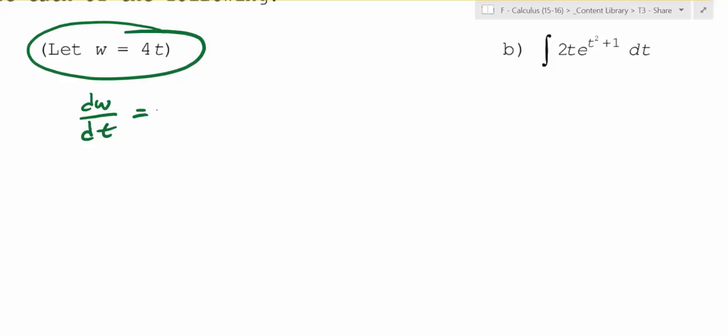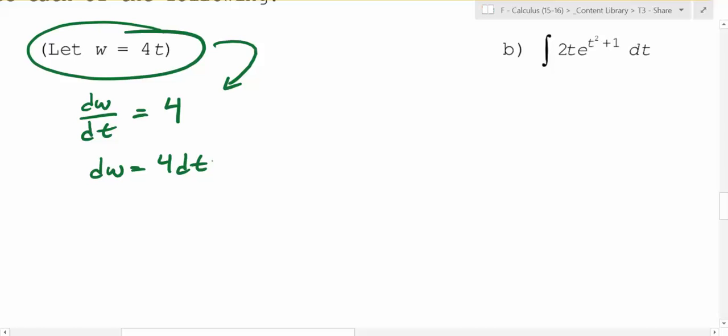Yeah, 4. Are you okay with this? Is everybody okay with that? Okay. Now, here's something you are allowed to do, but you haven't done before. This, you can also rewrite as dw is equal to 4 dt. You are allowed to separate that. Is everybody with me so far? Can someone tell me what dt is equal to then? Yes, dw over 4. So let's circle these two things.